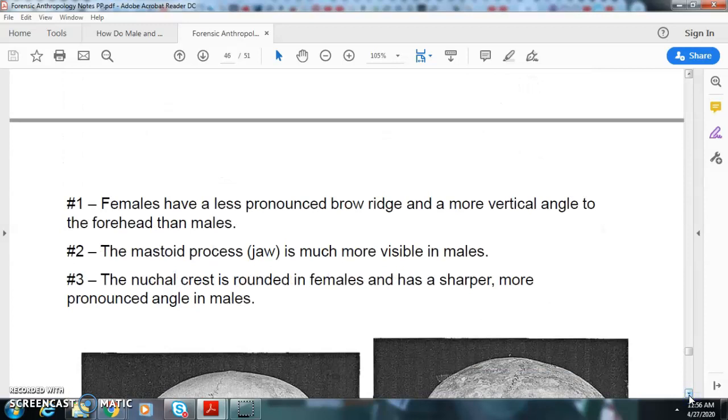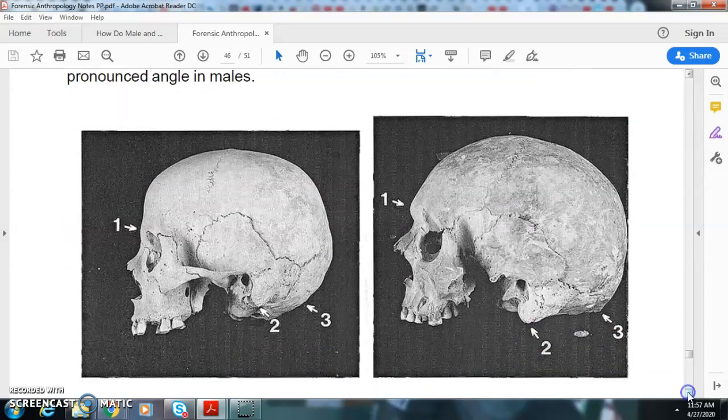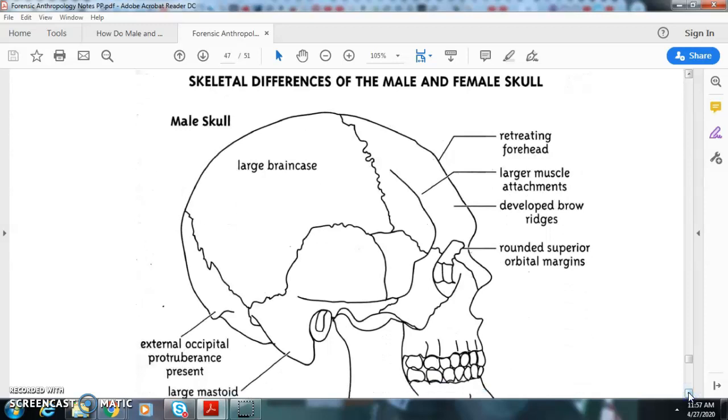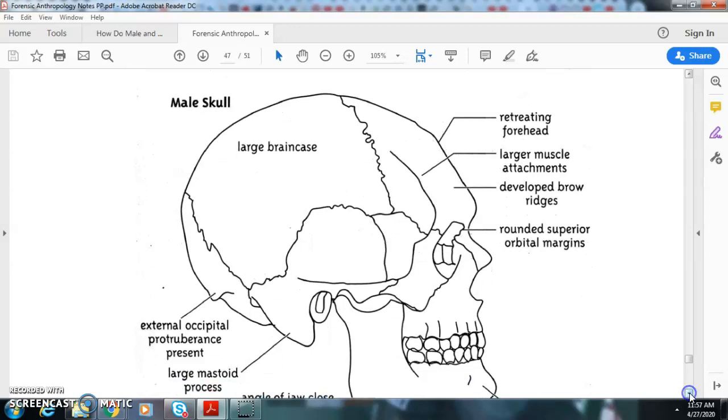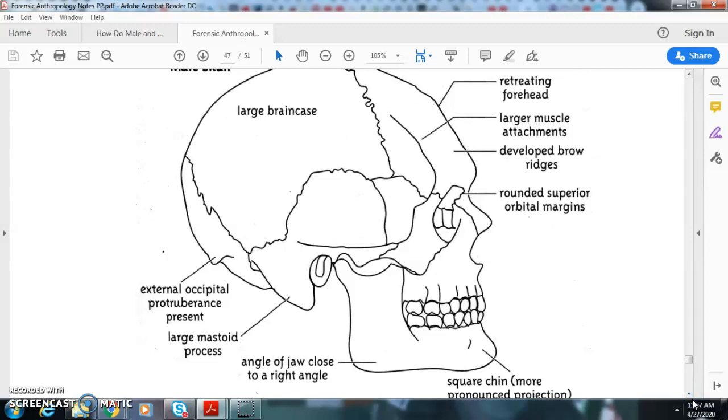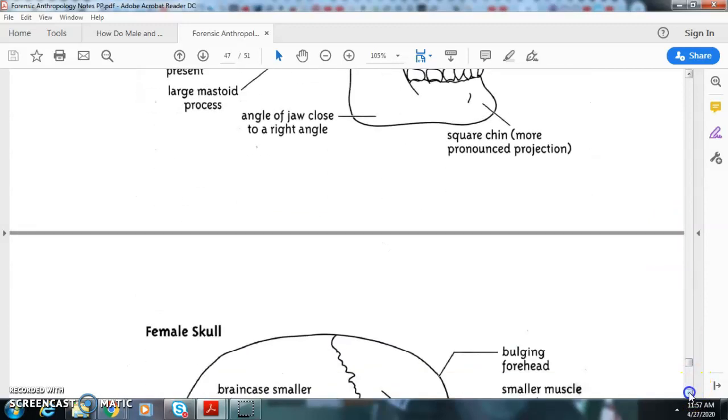When you look at skulls, females have a less pronounced brow ridge. The jaw is much more visible in males. And the nuchal crest is rounded in females and has a sharper, more pronounced angle in males. And there it is for you, 1, 2, 3. Male and female. And here's a female.